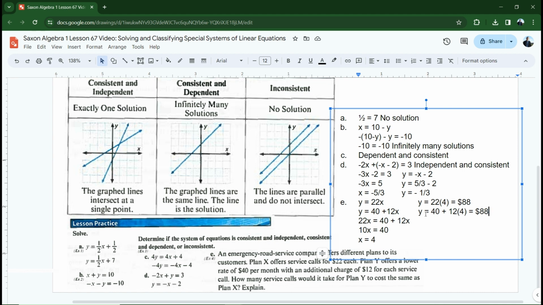Notice that this set of equations was consistent and independent, so there is just one solution. It didn't cost the same amount no matter what. It only costs the same amount for 4 service calls. That's how you do these sorts of problems.